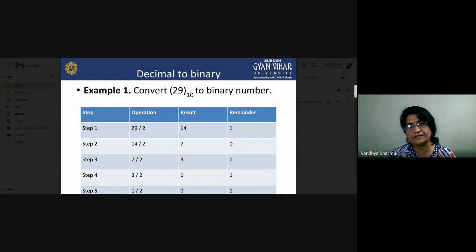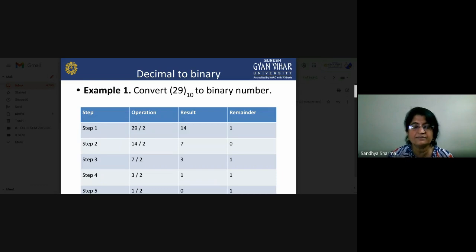Suppose you have to convert it into the binary system. You will divide your decimal number by the base 2. So 29 is divided by 2. If 29 is divided by 2, you will receive 14, and the remainder of that particular division is 1.